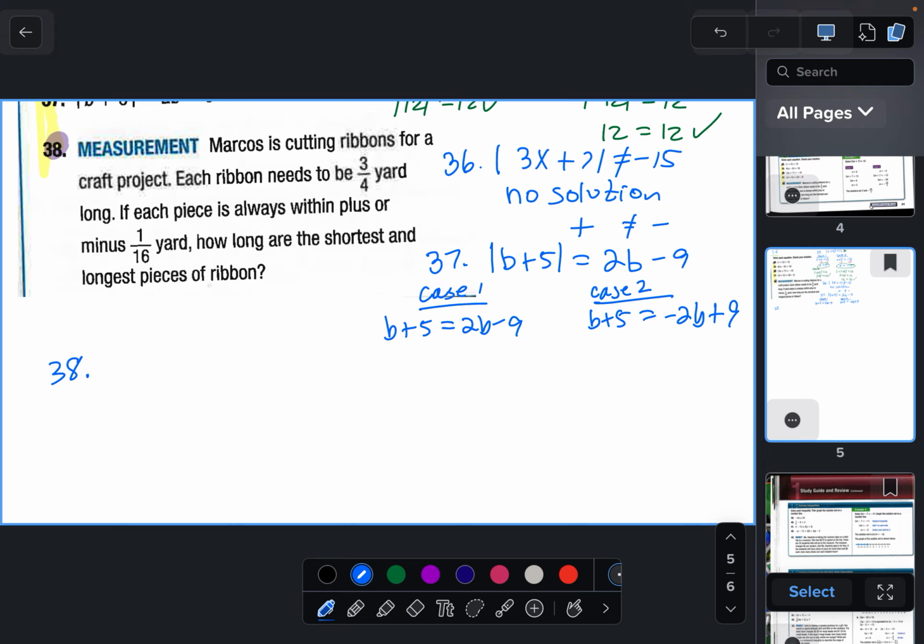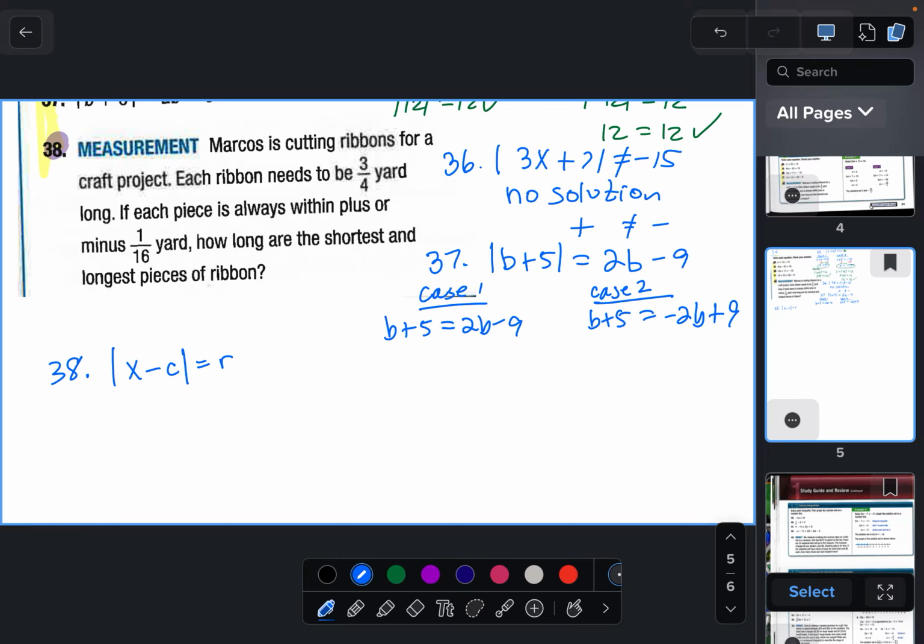Let's take a look at 38. Marco's cutting a ribbon for a craft project. Each ribbon needs to be 3/4 of a yard long. If each piece is always within plus or minus 1/16, how long are the shortest and the longest pieces of ribbon? The setup is x minus our ideal is equal to our error.